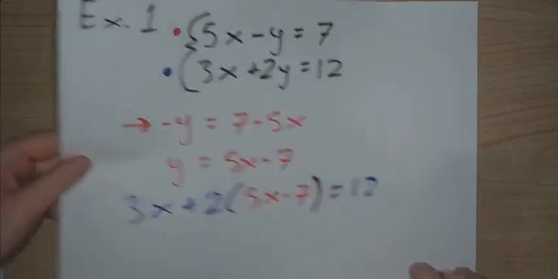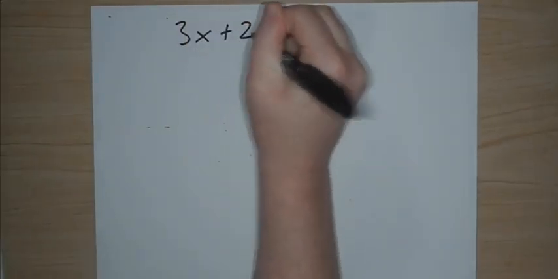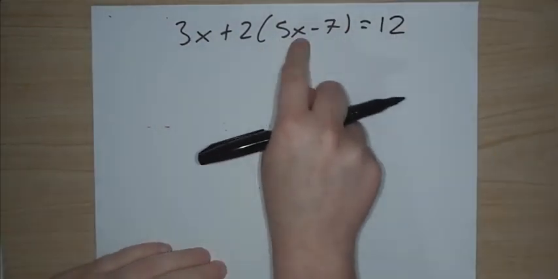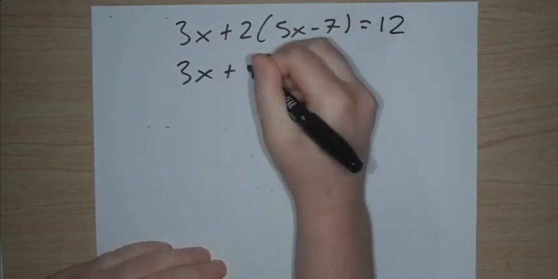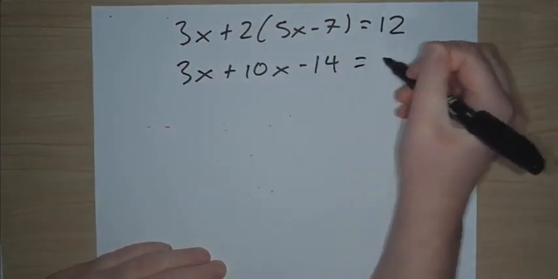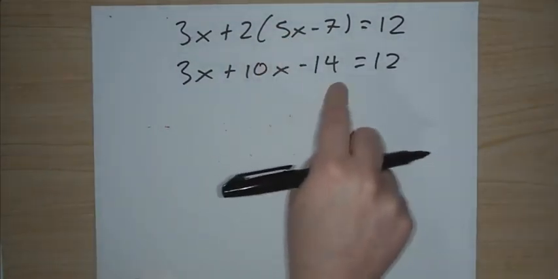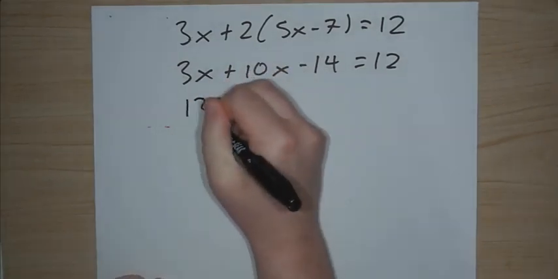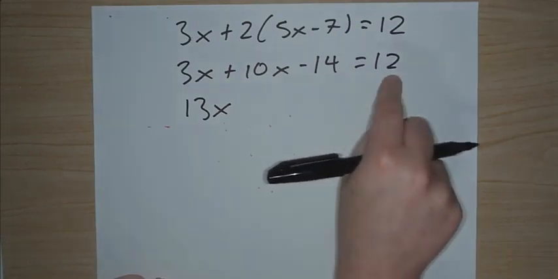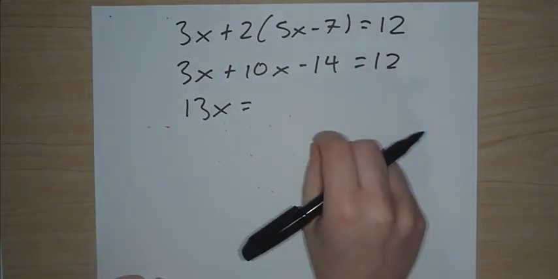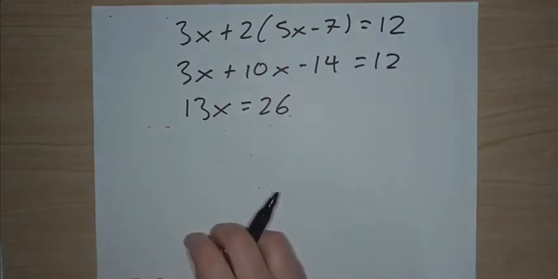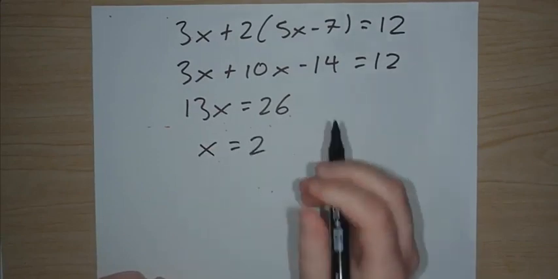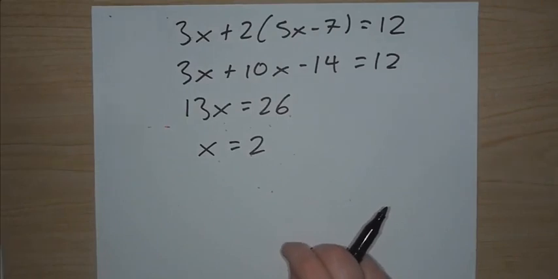So I'm going to switch to a new page and do that. So we have 3x plus 2 times 5x minus 7 is equal to 12. So we're going to distribute this 2. We have 3x plus 10x minus 14 is equal to 12. Just distributing that 2 and we get 10x minus 14. We can add this 3x plus 10x, that's 13x. And we're going to add 14 to both sides. So 12 plus 14 is 26. And then dividing by 13 on both sides, we get x is equal to 2. So we have solved the x part of our solution.